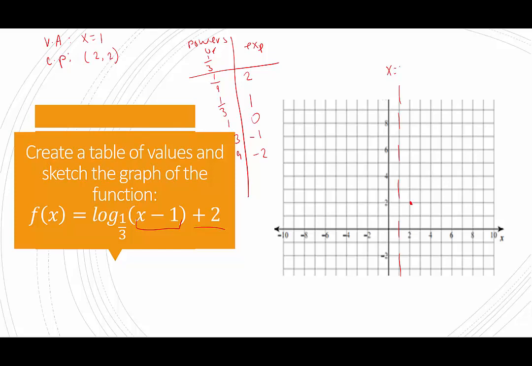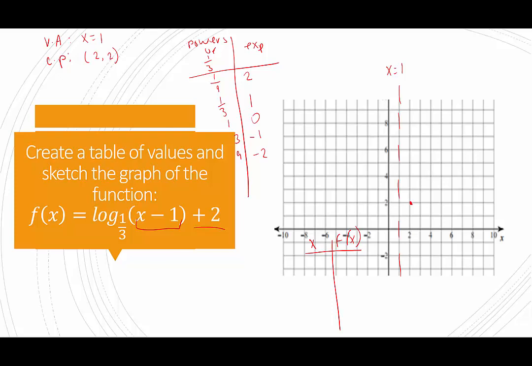And so remember what we're looking for here. What we're going to be trying to do is pick values in between the vertical asymptote 1 and the x-coordinate of the critical point 2. And then we're going to look at some values that are bigger than 2. But we want to choose wisely. So as I set up my table, since we're not going to be over here, I'm just going to set it up right here.